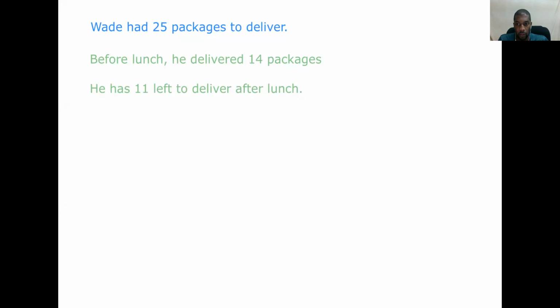I have Wade, and here's Wade. Interesting enough, Wade, Rosa, and Hector all look exactly the same. Different colors, though. Wade had 25 packages to deliver. So let's draw these 25 packages. 25, right? I'm going to draw circles. That's going to be faster.